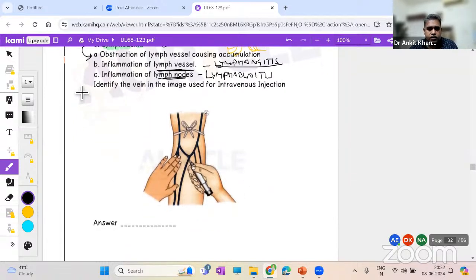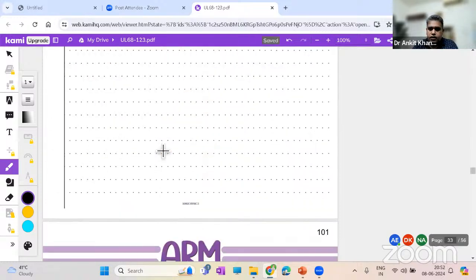Identify the vein. Obviously, the vein we are discussing right now is the median cubital vein. Don't forget to go through the topic of cubital fossa as well. It's also a very high-yield topic. Okay, let's see one more.